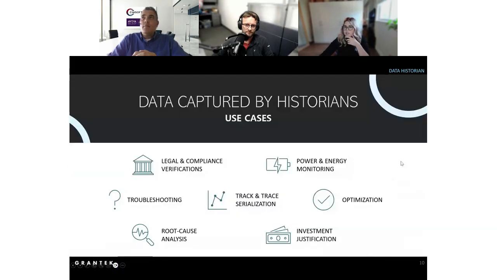And as we start thinking about that data that's captured, we can start looking at some key use cases for the data that's captured by historians. So things like legal and compliance verifications, power and energy monitoring, which I know is a big one for Jason's customers, and we've seen that as a rising use case for our customers. Troubleshooting, of course, track and trace serialization, optimization in your processes, and identifying root cause. Of course, investment justification: data talks, money talks, but data talks. So we're seeing data captured by these types of historians in these various different use cases.